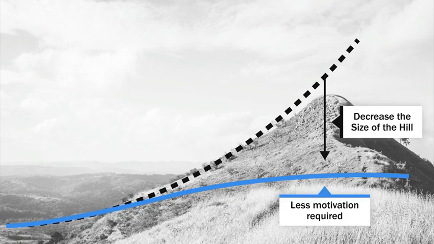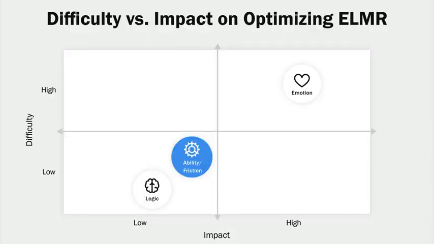So what we're trying to do here is ultimately decrease the size of the hill. Because if we decrease the size of the hill, then we don't need to do anything to the motivational fuel. The lower the hill, the lower the amount of motivational fuel required to get them over the hill. So in terms of reducing that friction, it kind of is here on our 2x2 grid.